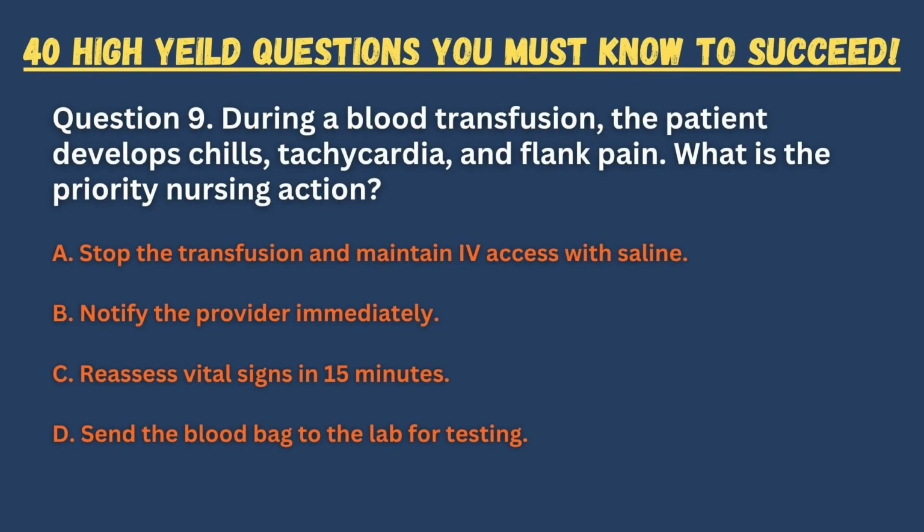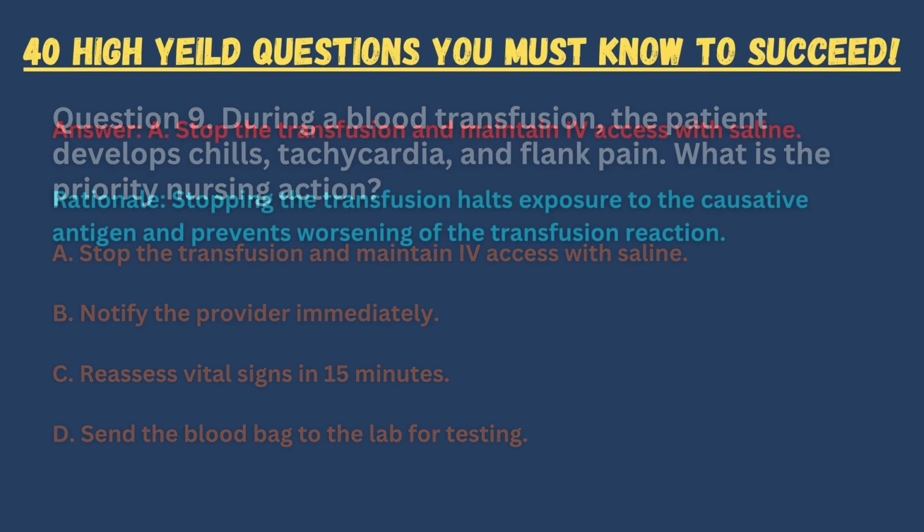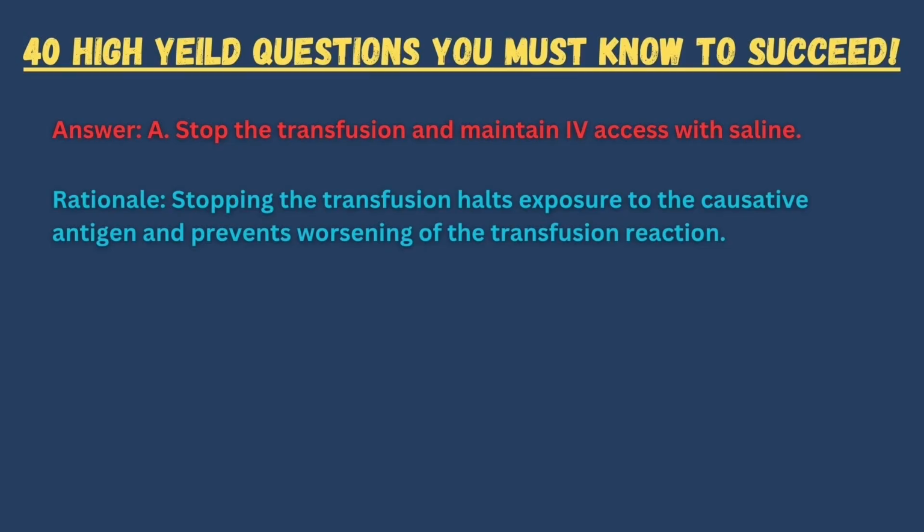Question 9. During a blood transfusion, the patient develops chills, tachycardia, and flank pain. What is the priority nursing action? A. Stop the transfusion and maintain IV access with saline. B. Notify the provider immediately. C. Reassess vital signs in 15 minutes. D. Send the blood bag to the lab for testing. Answer: A. Stop the transfusion and maintain IV access with saline. Rationale: stopping the transfusion halts exposure to the causative antigen and prevents worsening of the transfusion reaction.